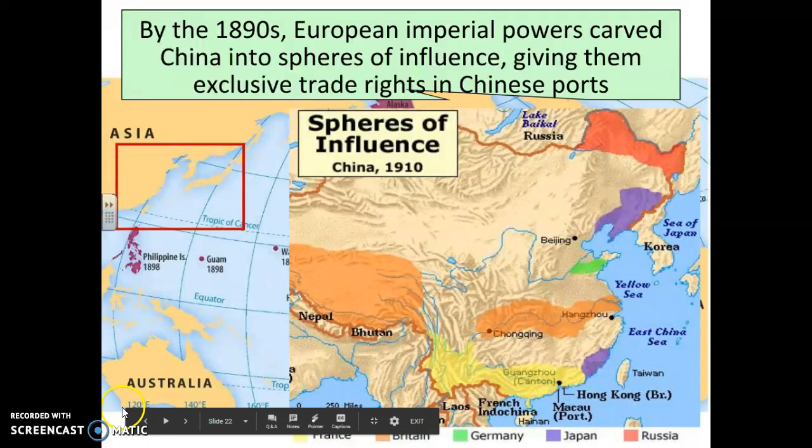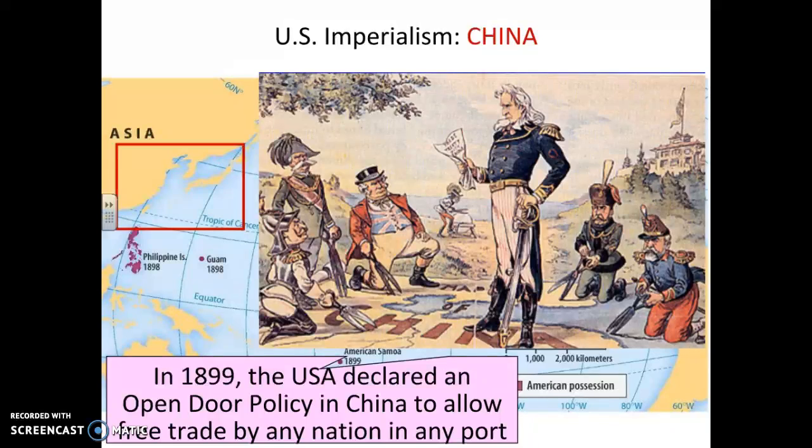And going into 1899, the United States is going to declare an open door policy. Make sure we know that word, open door policy, in China, to allow free trade by any nation in any port. It is really going to break off this sphere of influence where only certain countries can trade in certain areas. So this is more of a free trade policy. Again, remember the word being open door.